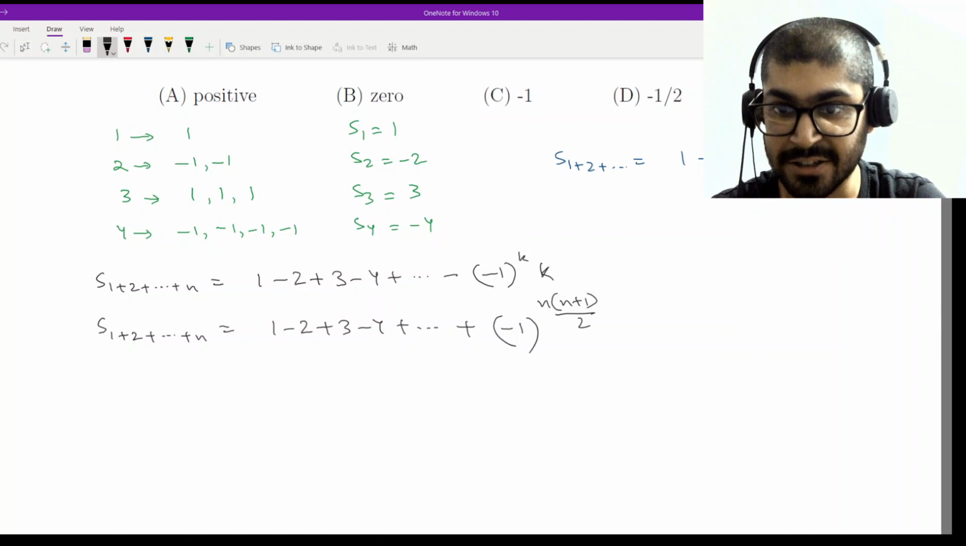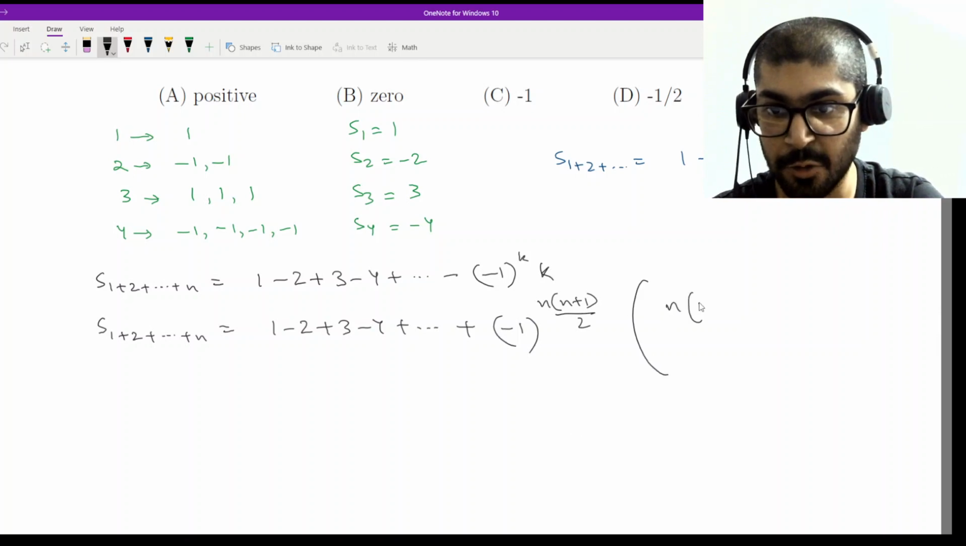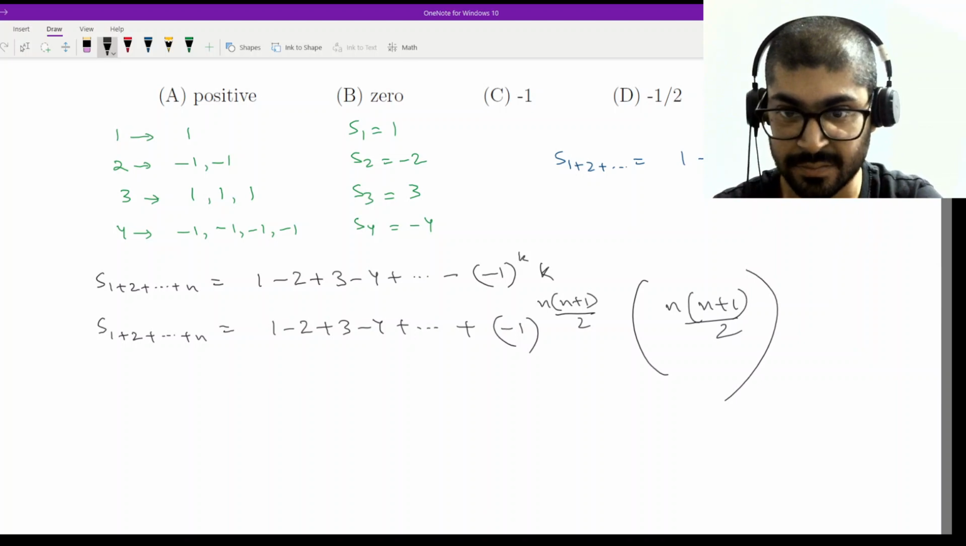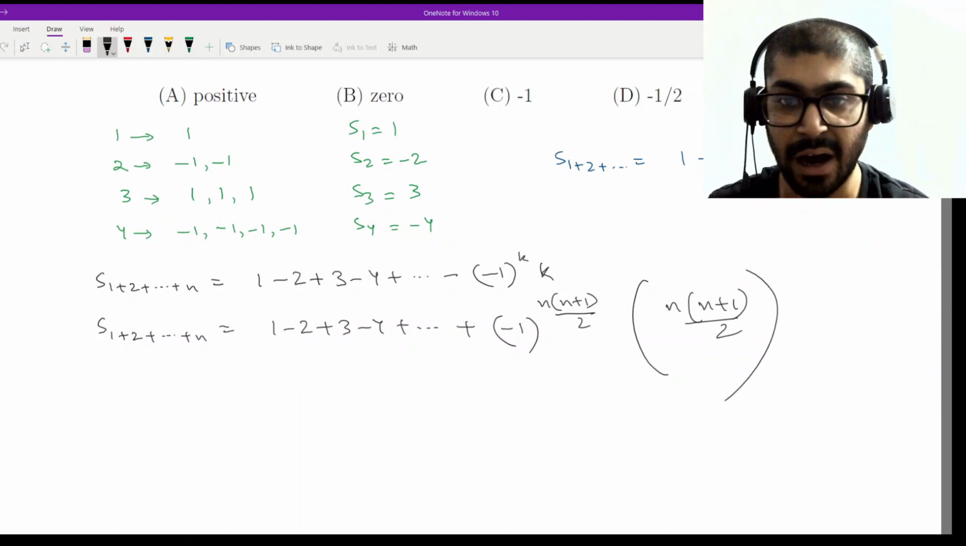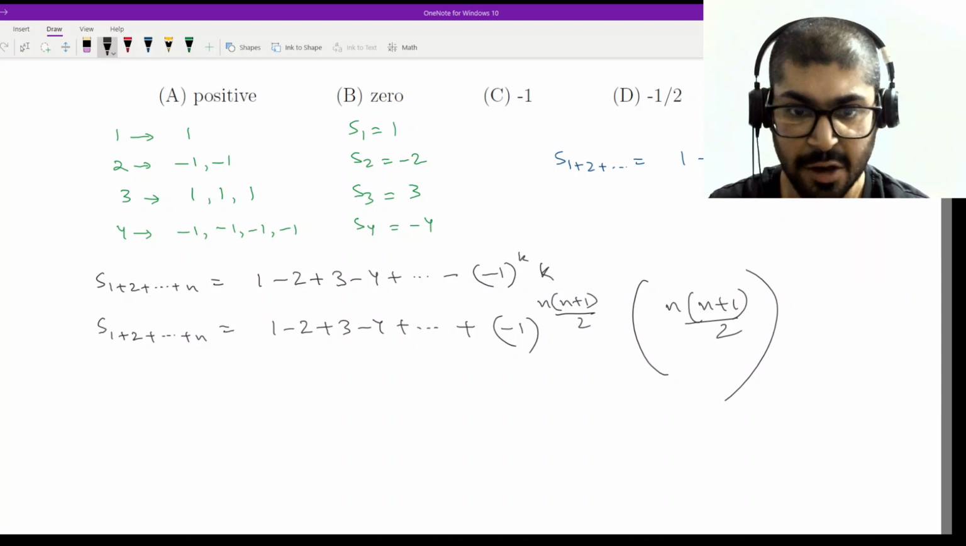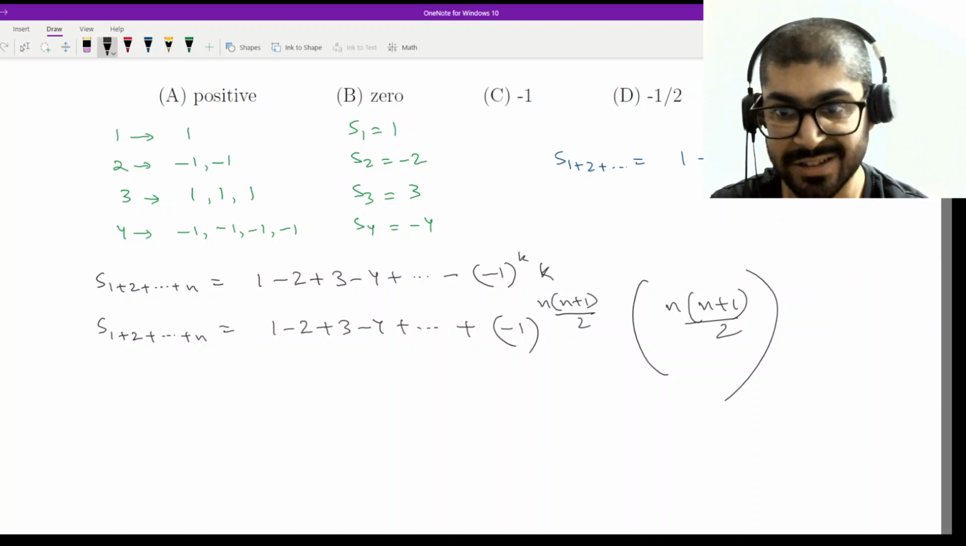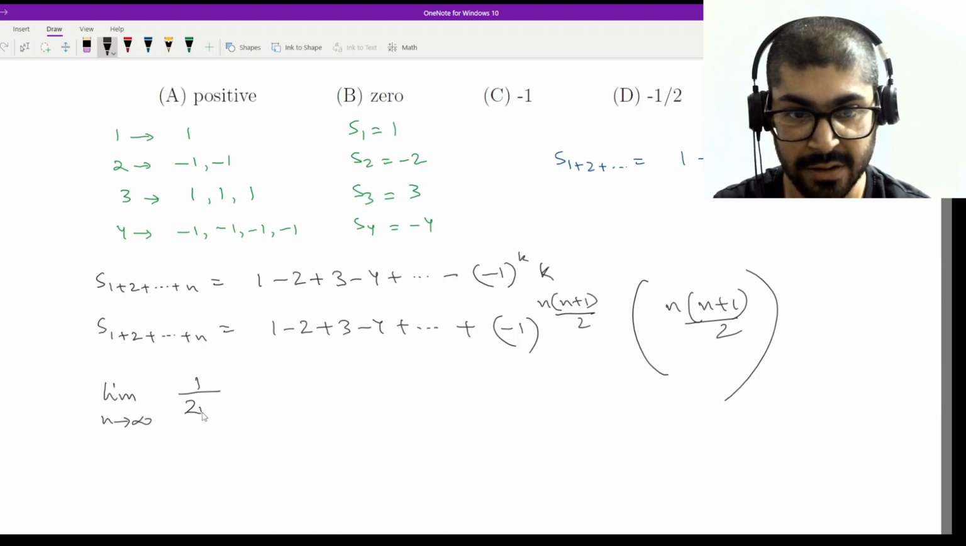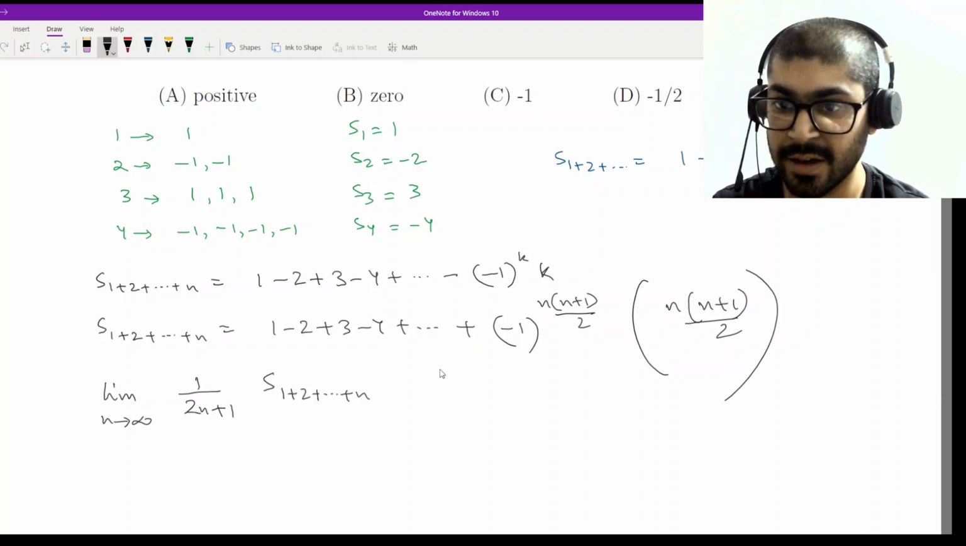And what will be the last digit? It will also be n into n plus 1 by 2. The sum will reach till here. Now, how do we simplify this expression? Well, actually we need not simplify this expression, because we have limit n tends to infinity of 1 by 2n plus 1 into this S, 1 plus 2 plus dot dot dot n thing, right?